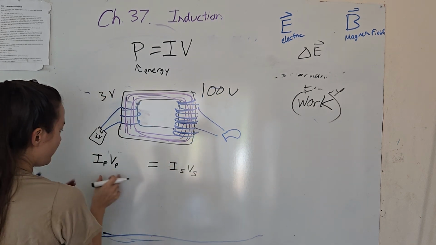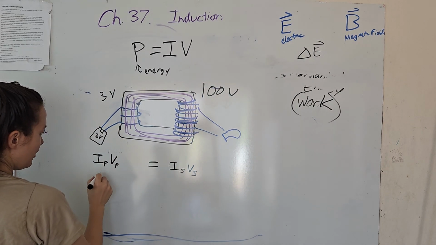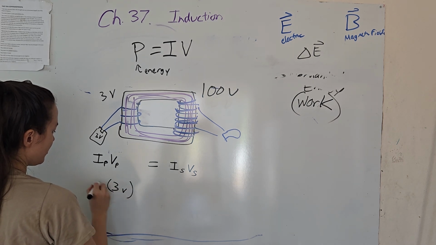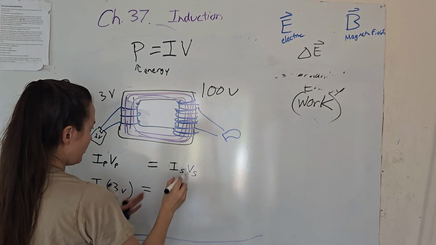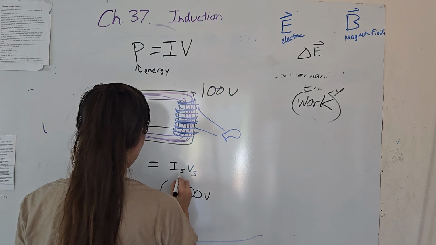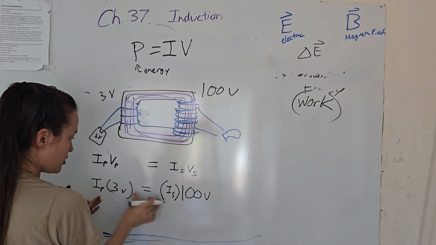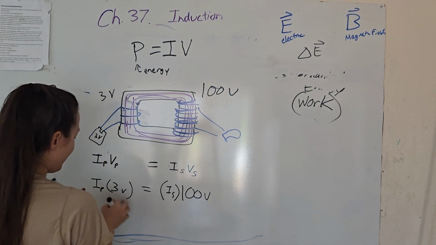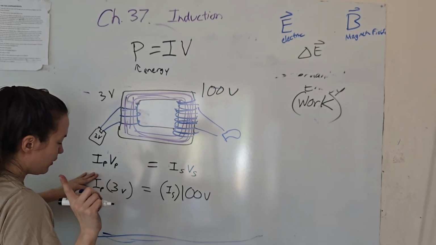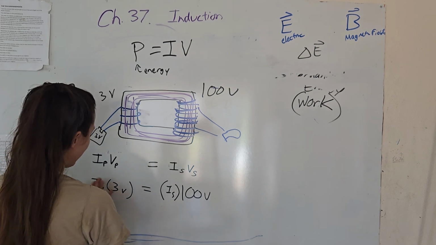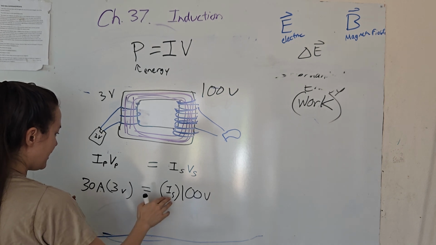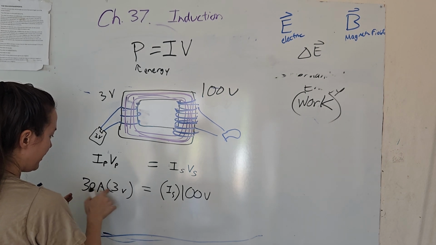So if we've got 3 volts here, the voltage here is going to be 3 volts times the current in the primary. And here we've got 100 volts times the current in the secondary. This tells us, just looking at this by math, that the current in the primary is going to be 30 times more current. So if we've got 30 amps of current in the primary, that would be 90 volt amps, right?